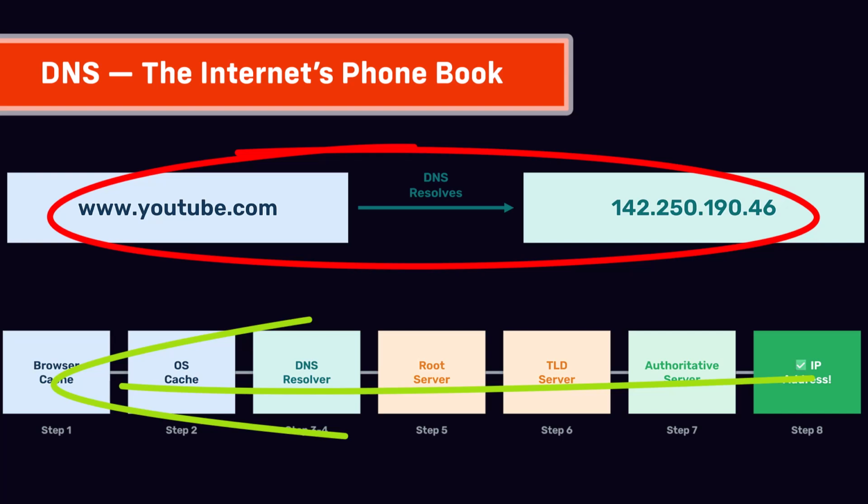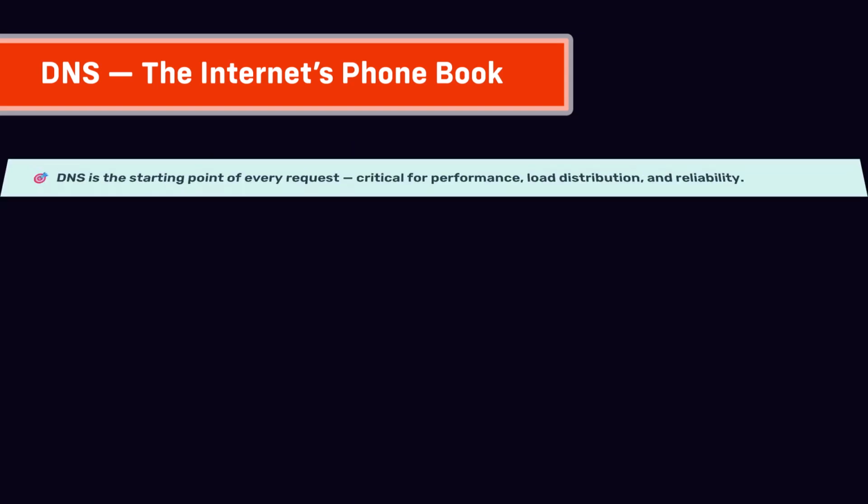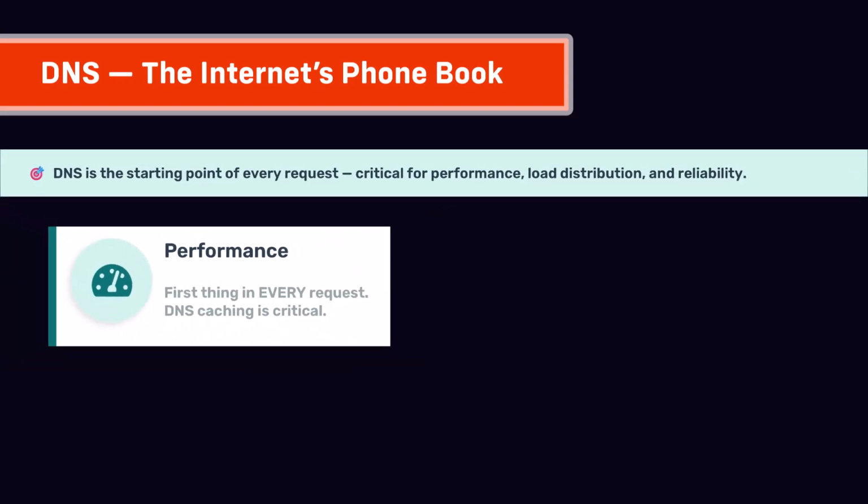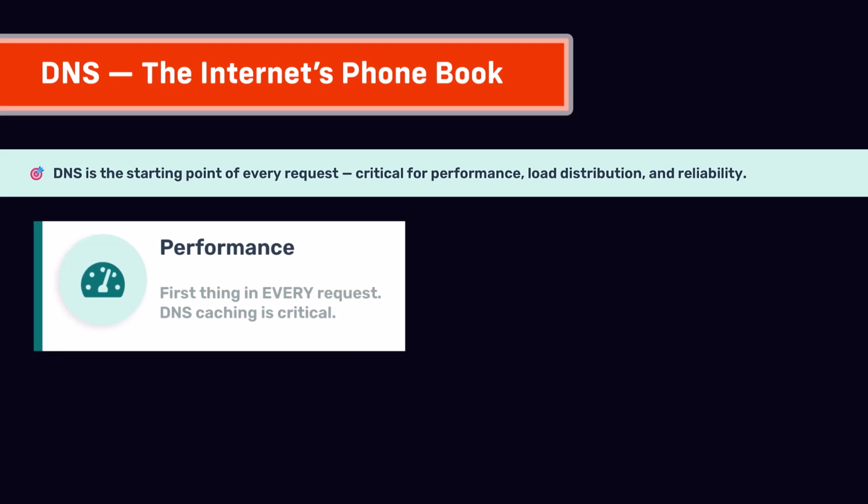So let's try to understand now why DNS matters for system design. There are 3 reasons for that. The first is DNS is the first thing that happens in every request. If DNS is slow, everything is slow. That's why DNS caching is critical.